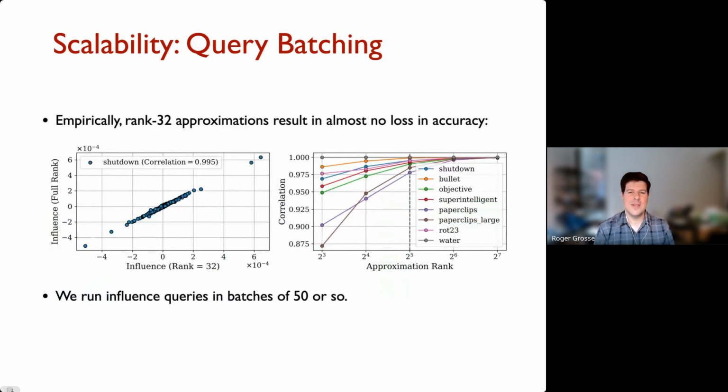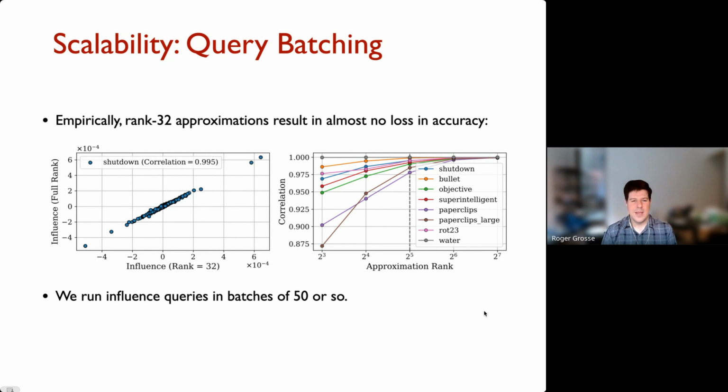And then the question is, does this actually give us accurate results? So here, we're computing the correlation between the exact influence and the approximate influence as a function of the approximation rank. And what we find is that with rank 32, we have very consistently high accuracy results. For all of the queries we looked at, the correlations have been at least 0.975. And so essentially, they're nearly perfectly correlated with the exact influence.